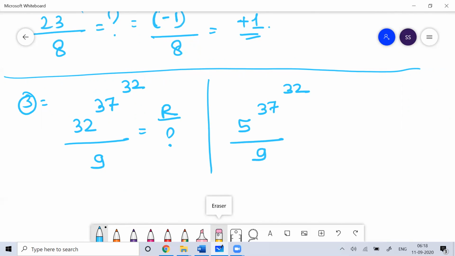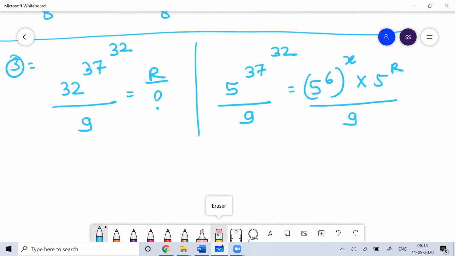Okay, now 5 and 9 are co-prime to each other. So the Euler's totient of 9 would be 9 into 1 minus 1 by 3, which is 9 into 2 by 3, which is 6. So the totient of 9 is 6. So I can write 5 to the power 6. Here, what power will I take? That will give me the value when I divide by 9. So the power I'm taking is 6.